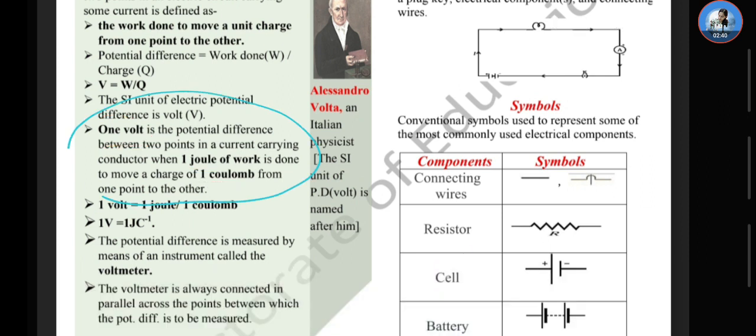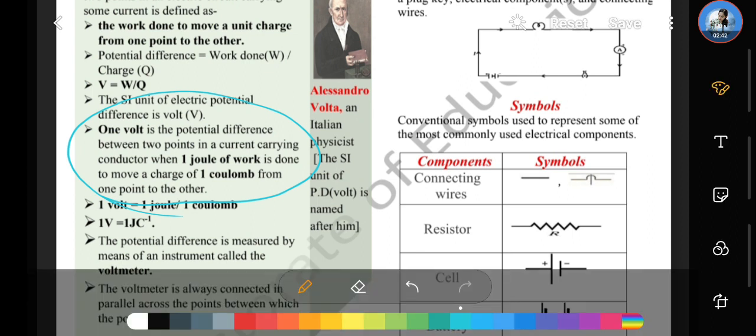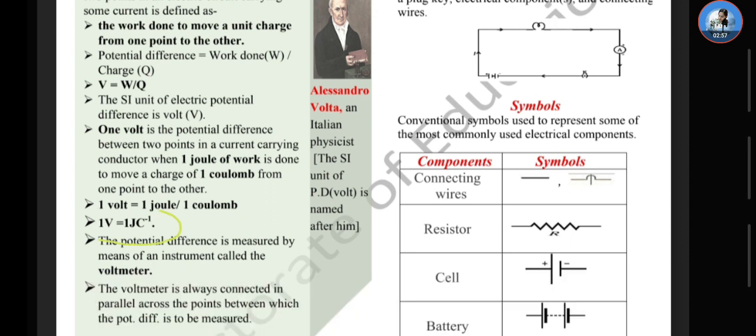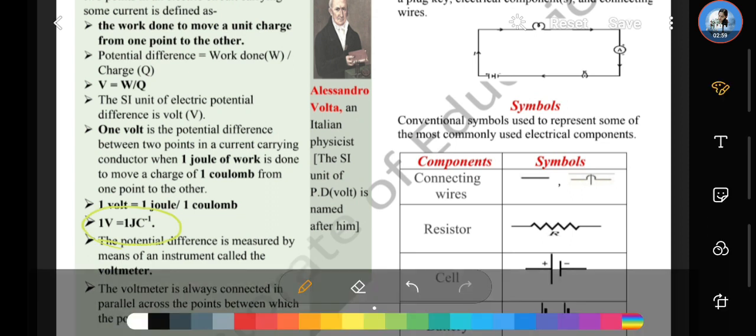Here is your definition. It is the potential difference between 2 points in a current carrying conductor when 1 joule of work is done to move a charge of 1 coulomb from one point to another. The unit of work done, students, is joule and the unit of charge is coulomb. So 1 volt equals 1 joule per coulomb.